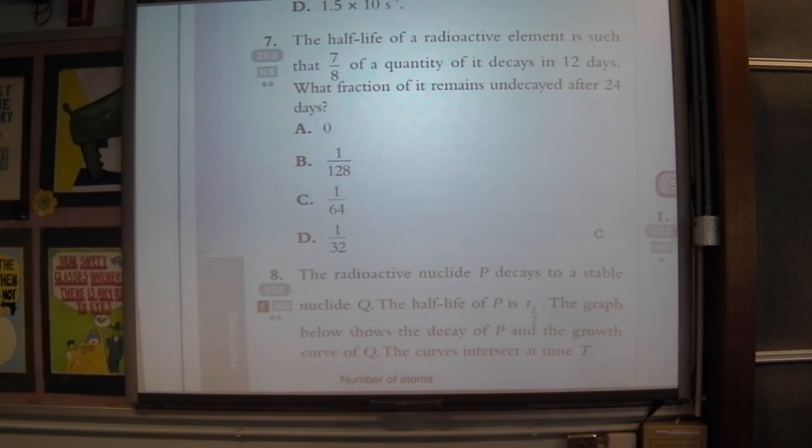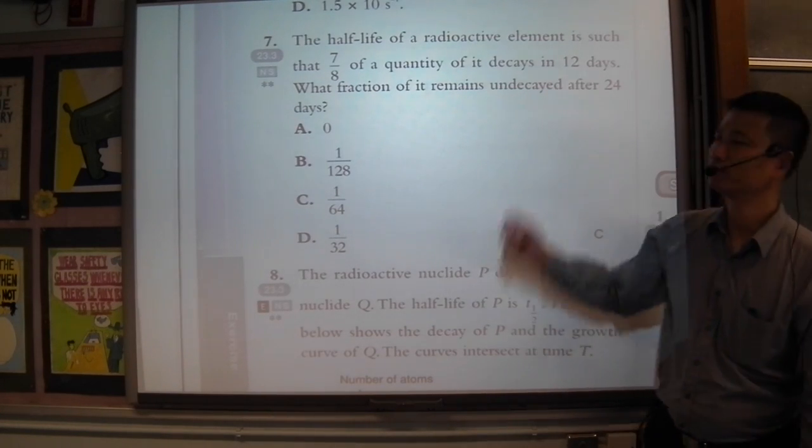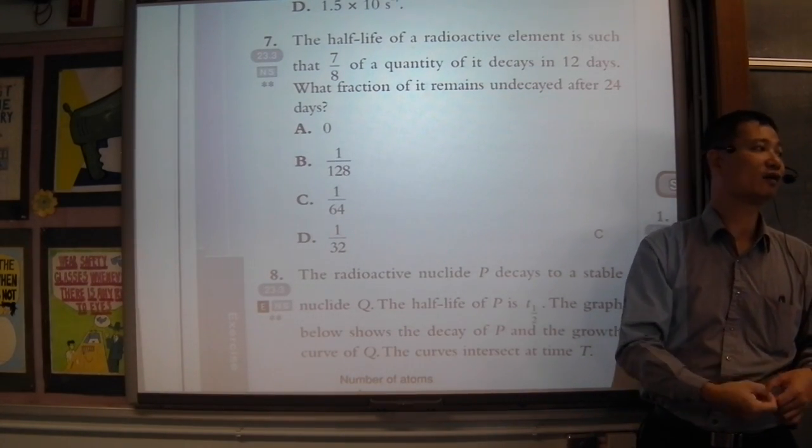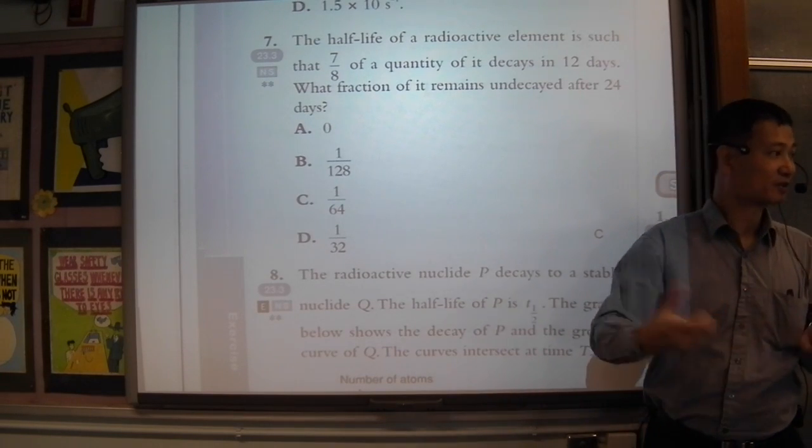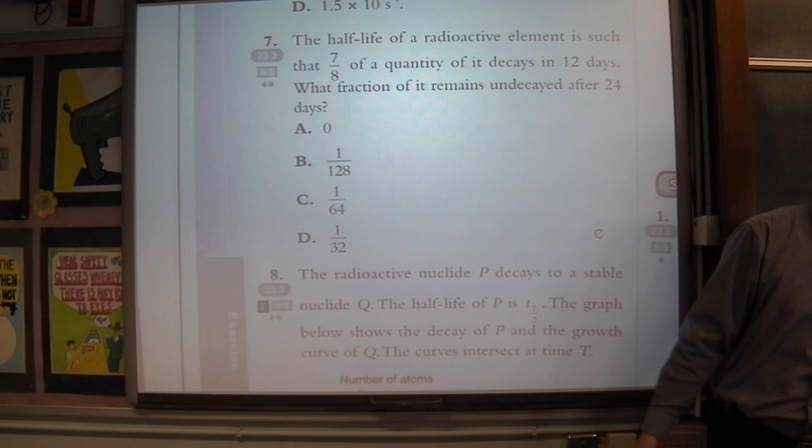Or to do it a little bit faster, you can just notice that 24 days is twice of 12 days. So the amount remaining is 1/8 times 1/8, which is equal to 1/64. Whenever the time is doubled, the remaining fraction is squared. After 12 days, only 1/8 is left. Leave it for another 12 days, and only 1/8 of the 1/8 remains. So it is equal to 1/8 squared, which is 1/64.